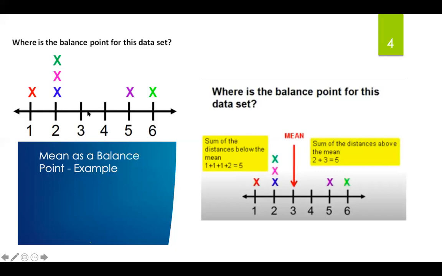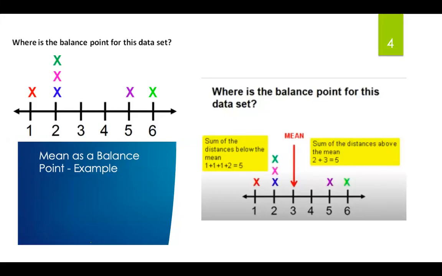Okay, where is the balance point for this data set? Do you see this picture? I have a number line. What is the scale from number 1 to which number? To number 6. Now, I have a cross on top of number 1. How many do I have on top of number 2? 3. Then on top of number 5, I have 1. On top of number 6, I have also 1. The question here is, find the mean of this data set.